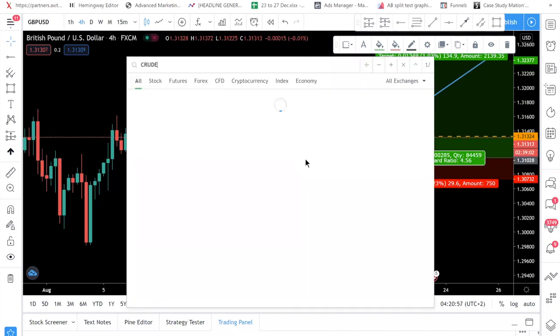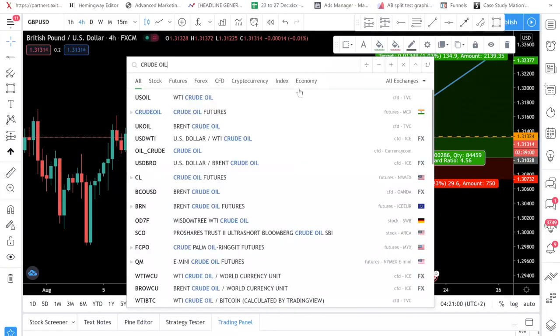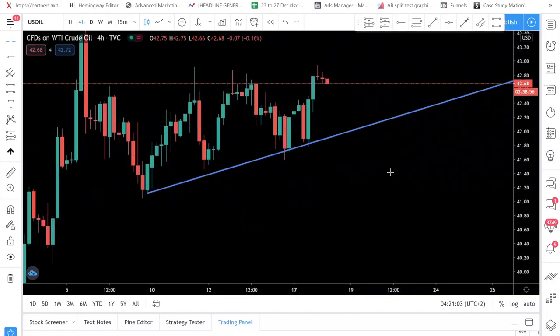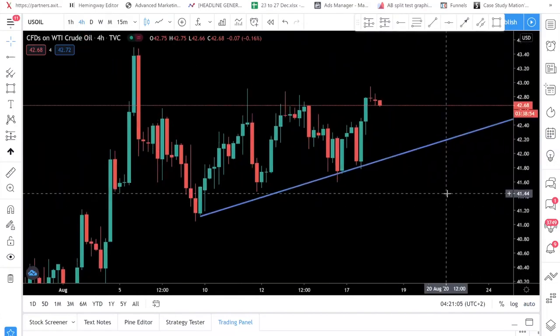The other one that we want to talk about is the crude oil trade. Okay, we did not send this out because the price feed for different brokers are different, meaning that because this is a CFD, a lot of people are trading using different brokerages. So we did not send this out, but this was a trade that we took.